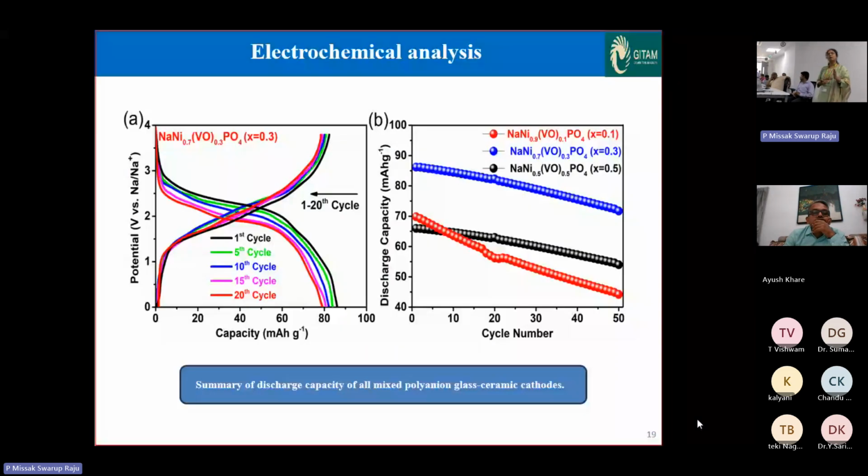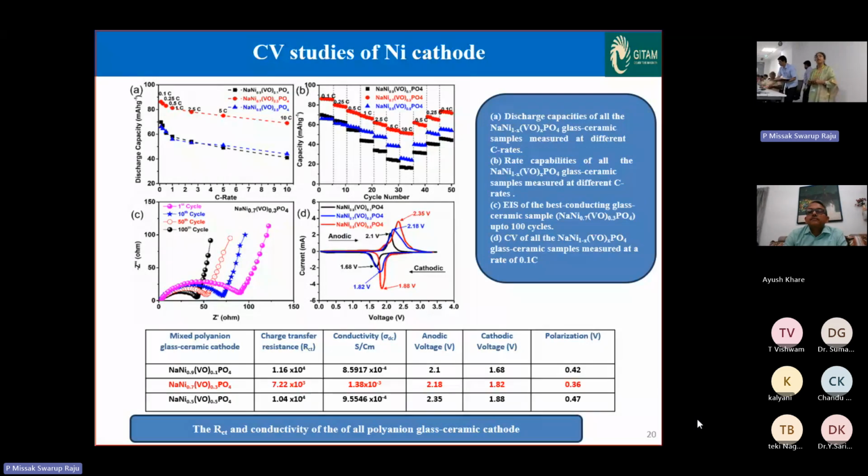For the same sample, the cycle levels increase every 5 cycles: the first cycle, 5th, 10th, 15th, and 20th cycles. With increasing cycle values, the charging value and discharging value are shown, and the cycle number also increases. The discharge capacity value is also measured in figure B. Next, the CV studies of the nickel cathode.